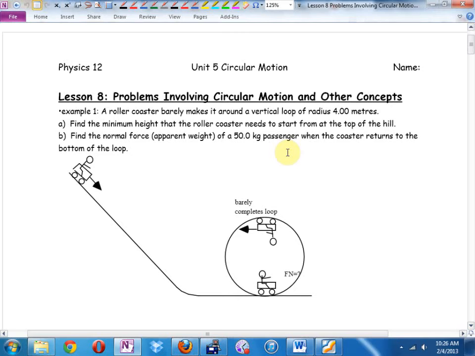Let's look at it. A roller coaster barely makes it around a vertical loop of radius 4 meters. Part A says, find the minimum height that the roller coaster needs to start from at the top of the hill. Okay. So we want to find that. It says minimum height, so I think we're going to assume that we're starting at rest.